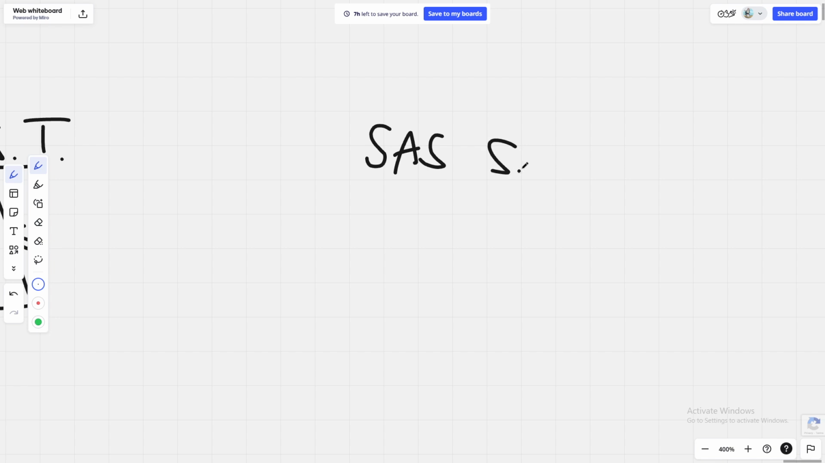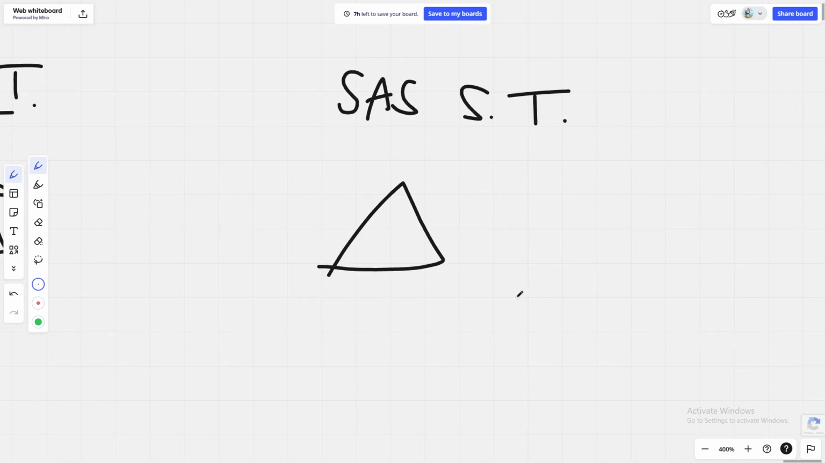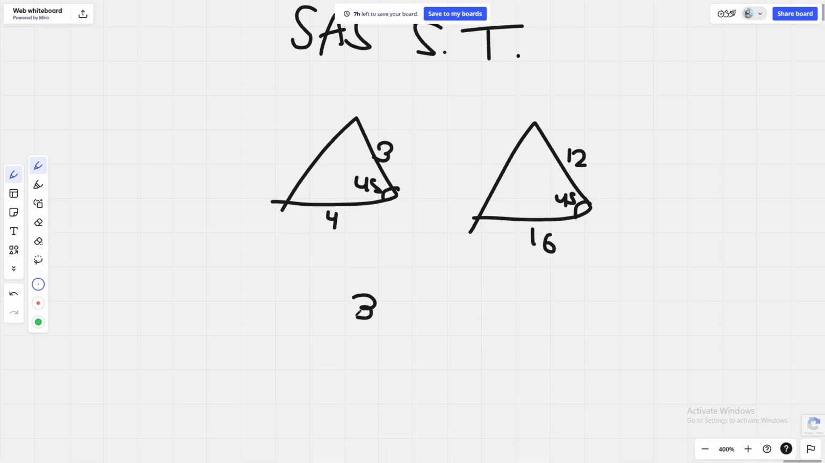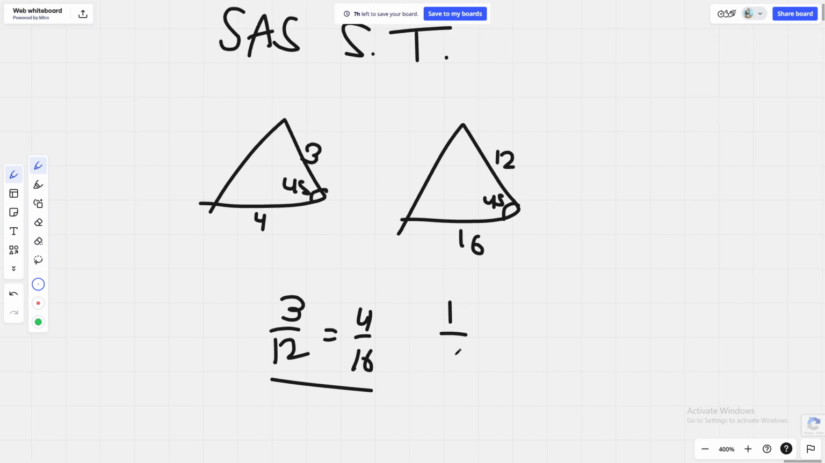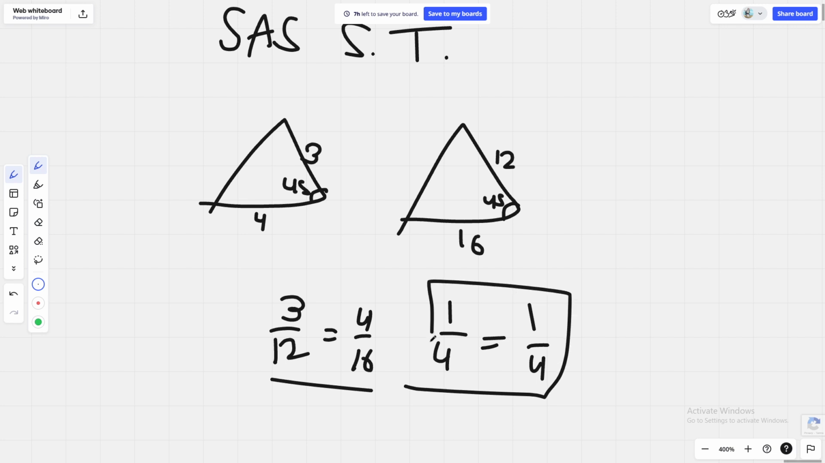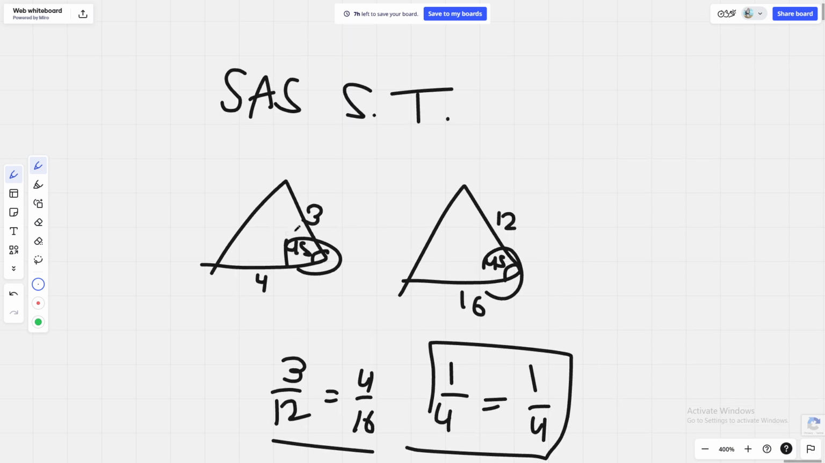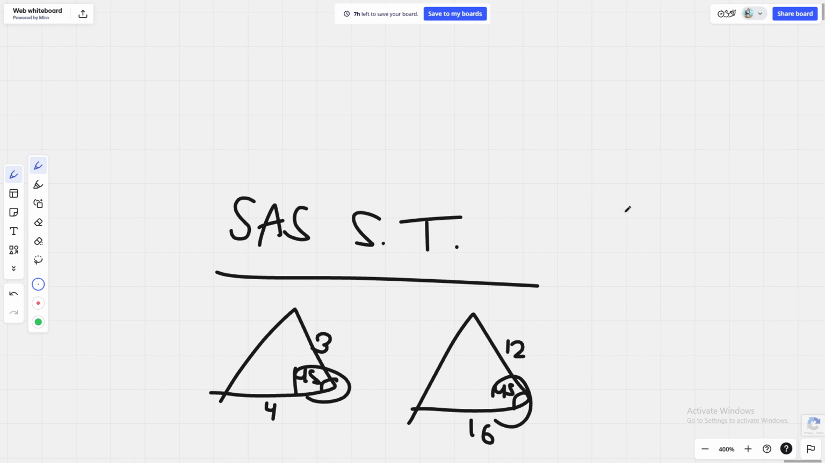Next, we have the SAS similarity theorem, which basically states that if two corresponding sides of a triangle are proportional and the included angle is congruent, then they are similar. Let's say this angle measures 45 and this angle measures 45 as well. Let's say that this is 3, this is 12, this is 4, this is 16. Let's put them into proportion: 3 is to 12 and 4 is to 16. Once we simplify, it's 1 over 4 equals 1 over 4, and that is our proportion. Since the included angle, the angle between the sides, is congruent, they are similar by the SAS similarity theorem.